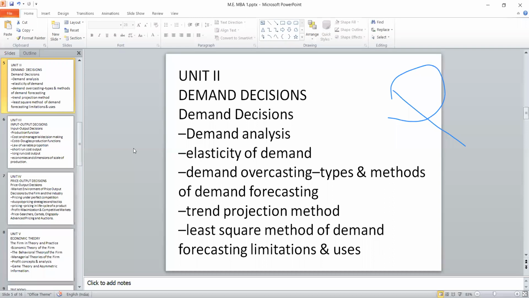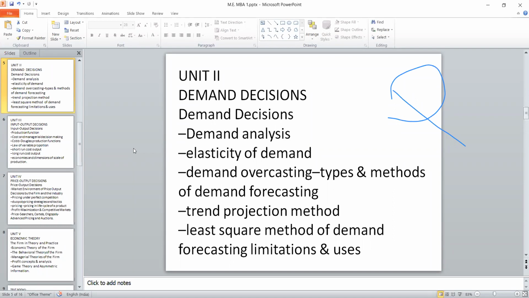Once you know the demand, only then will we be able to produce. How much we have to produce, what to produce, or for whom to produce, we should know. In demand forecasting, we may have different types and methods of demand forecasting, like the survey method and the statistical method. And one application-oriented method, trend projection, will be more important. And one more method called the least square method.